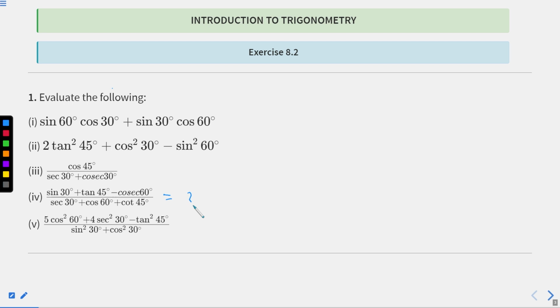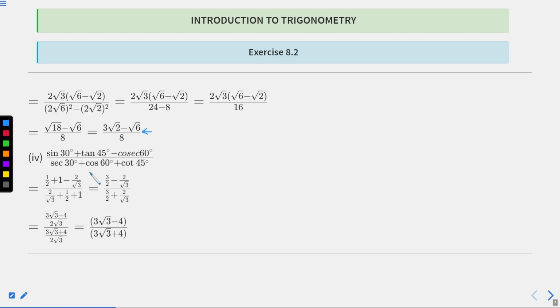So here the solution. So here we know the value of sin 30° is equal to 1 by 2. Okay, and we know tan 45° is equal to 1, and we also know cosec 60° is equal to 2 by root 3. Okay, and sec 30° is equal to 2 by root 3. Cos 60° is equal to 1 by 2, and cot 45° is equal to 1, since cot 45° is actually the reciprocal of tan 45°, and we know tan 45° is equal to 1, so cot 45° is equal to 1 also.